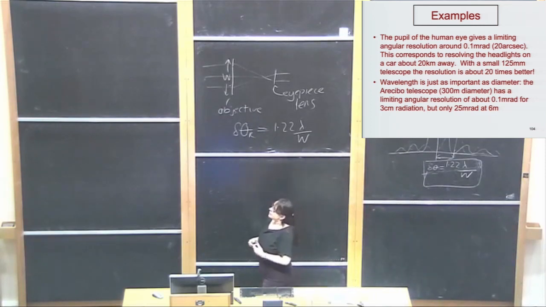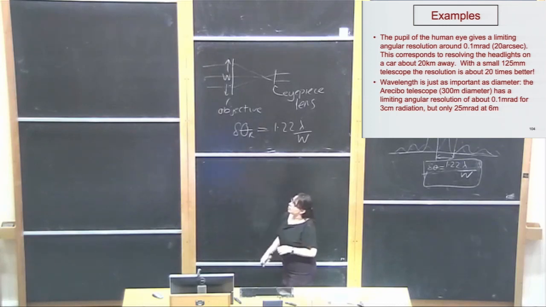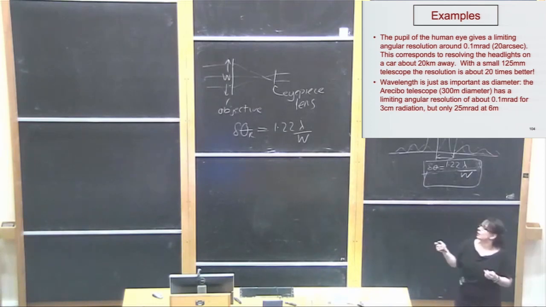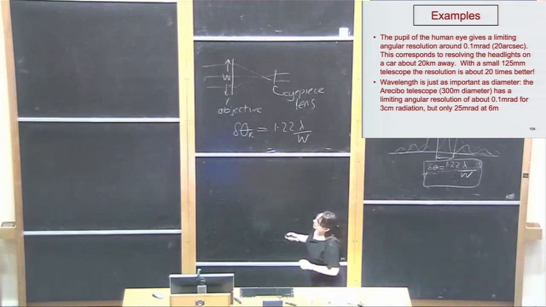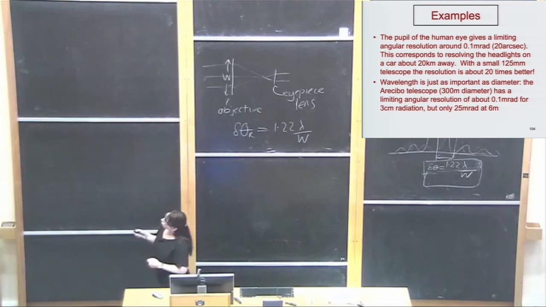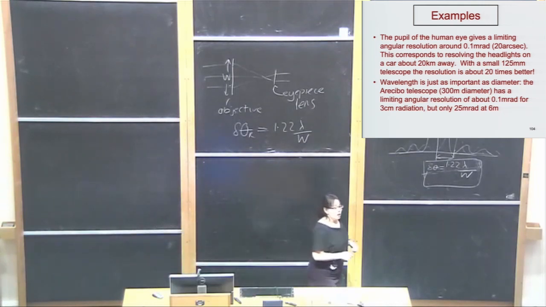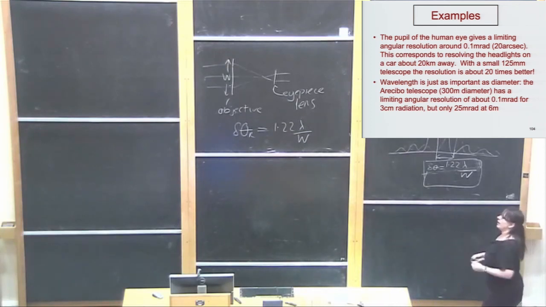The largest single dish telescope in the world is the Arecibo telescope in Puerto Rico, 300 meters in diameter. It is the GoldenEye in GoldenEye, the James Bond film. So very large. It works at about 3 centimeter radiation, its predominant wavelength, and that gives an angular resolution of about 0.1 milliradians. So it has about the same acuity as your eye, but working at much longer wavelengths.